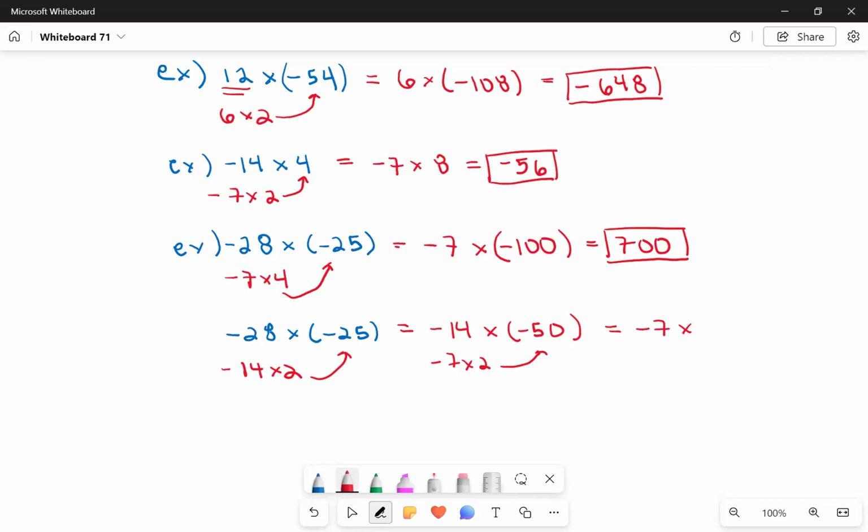Same result. But the idea is sometimes there's multiple ways to do it. And as long as you're showing me the work and I can follow it, then that's fine. You're able to take a different route than maybe what I would have taken. Okay, so that's equal products.